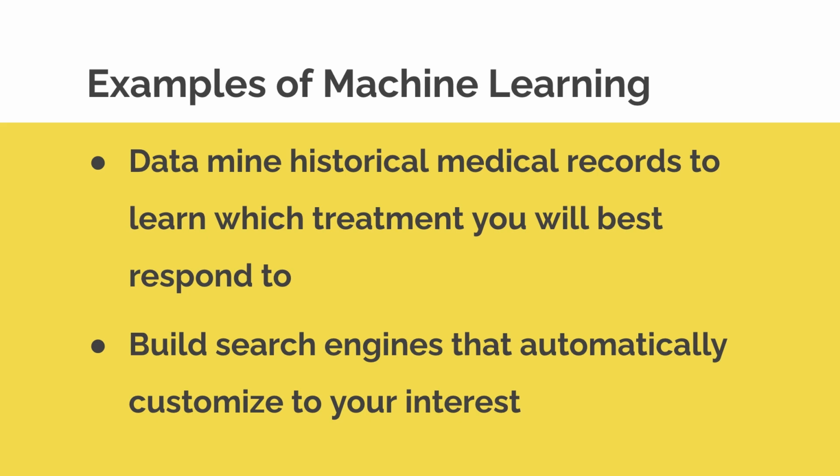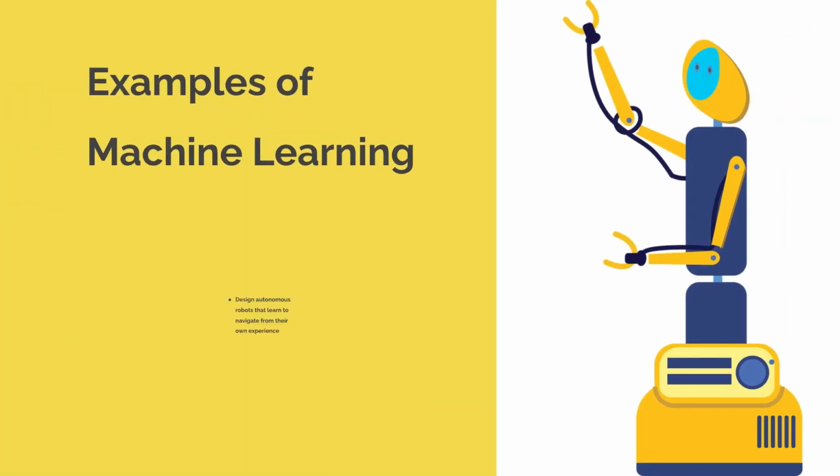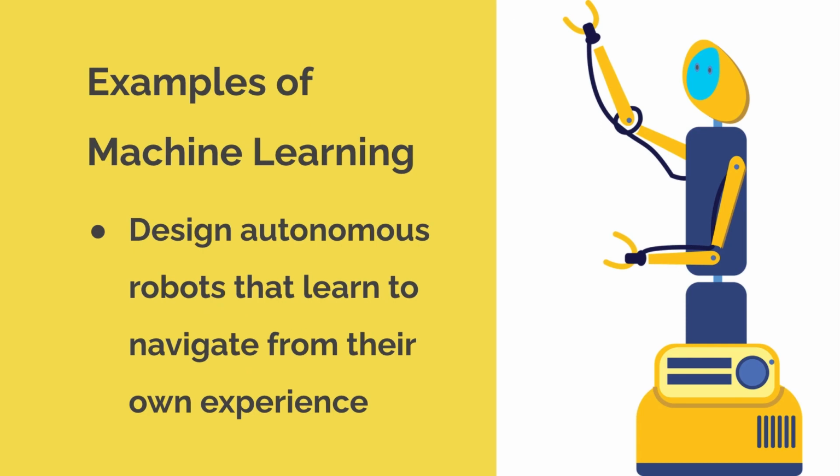Another example is building search engines that can automatically customize to your interest. So as you make more searches, the search engine will learn what you are interested in, and therefore it can customize based on your personal data. Another example is designing autonomous robots that can learn to move based on their own experience. Similar is an autonomous car that can learn to drive by its previous driving experience, and it improves with its experience.